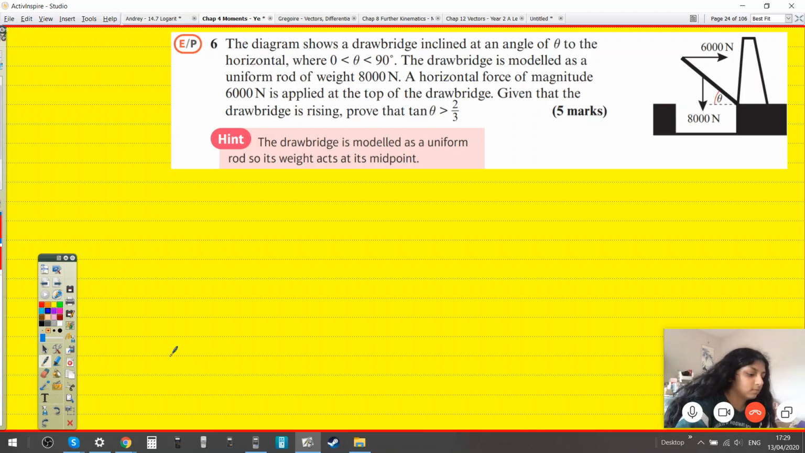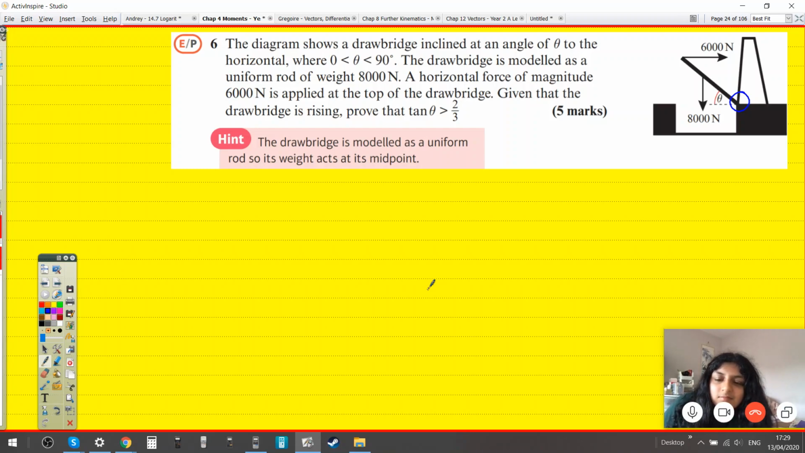The rod. 8,000 down. But how do you know what point to take to do the moments around? Okay. So 8,000 cos theta. Wait, no, that's wrong. I don't know what the distance is. Or is it 8,000 cos theta? I don't know.